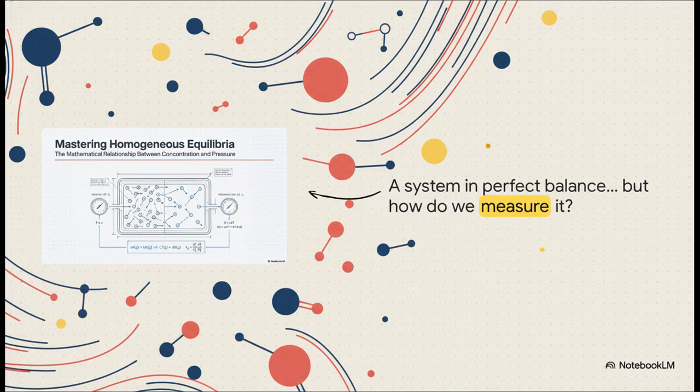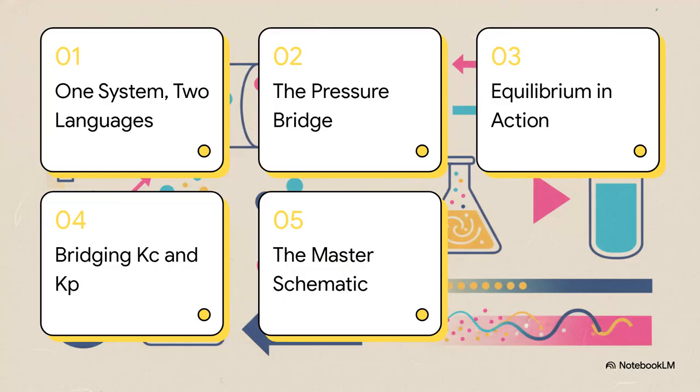So that's the big question, right? How do we measure this? How can we actually describe this perfect balance? Using math. Here's our game plan for today. First, we're going to learn the two languages chemists use to talk about this balance. Then, we'll build the mathematical bridge that lets us translate between them. After that, we'll put that bridge to the test with some actual calculations, and finally, we'll tie it all together with one big master schematic that shows how everything connects.